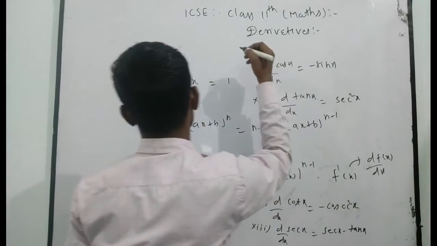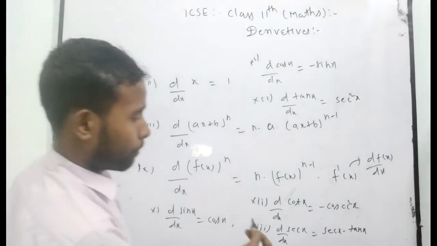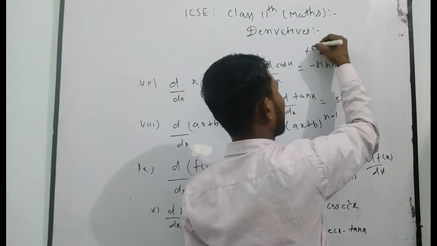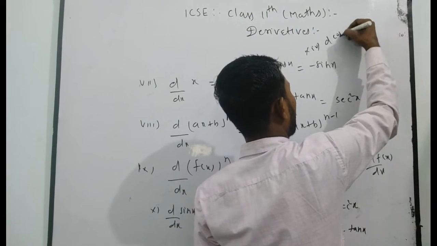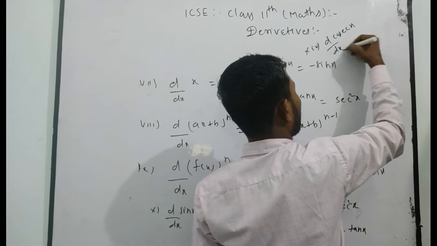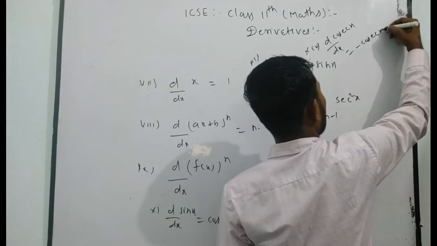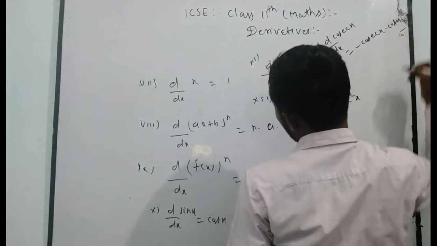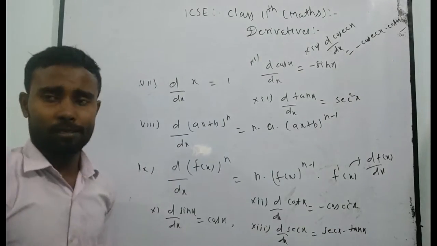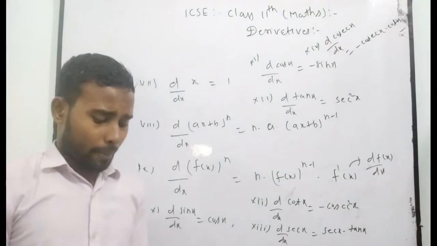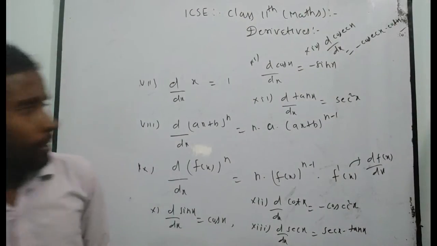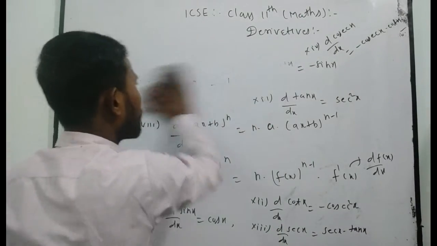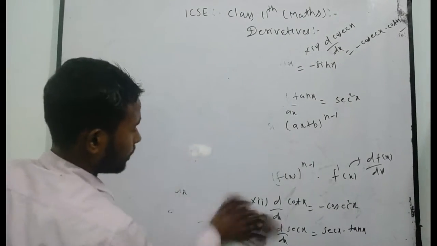Now we take the 14th, after sec x: the derivative of cosec x with respect to x is equal to minus cosec x into cot x. You have to remember all these formulas. Firstly, thereafter, now we take problems which are completely based on all these formulas.